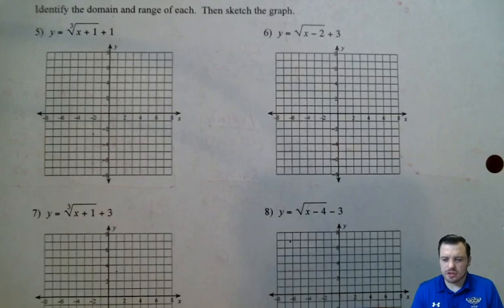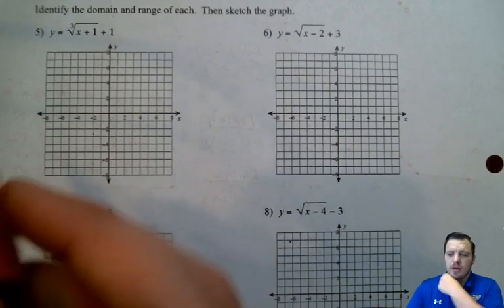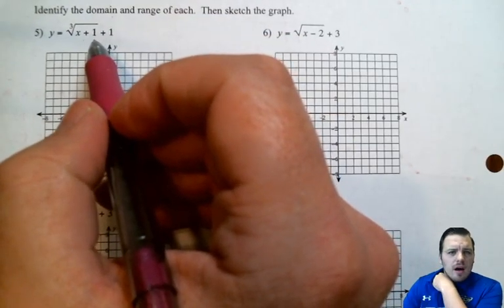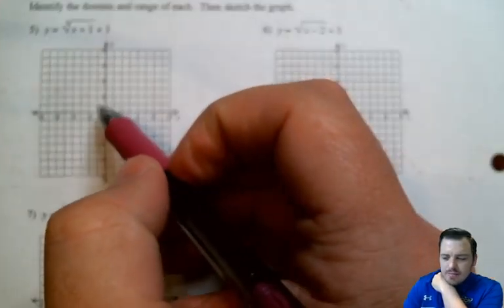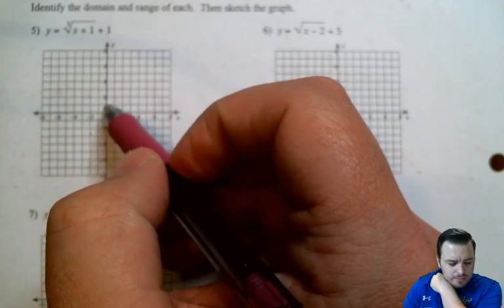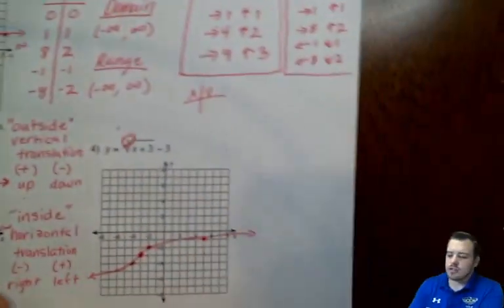All right, so let's just jump to number 5. So here we go, number 5. Plus 1 on the inside, plus 1 on the outside. Plus 1 on the inside means to go up 1. Oh, yeah, good call, Chris. Always do the domain and range.